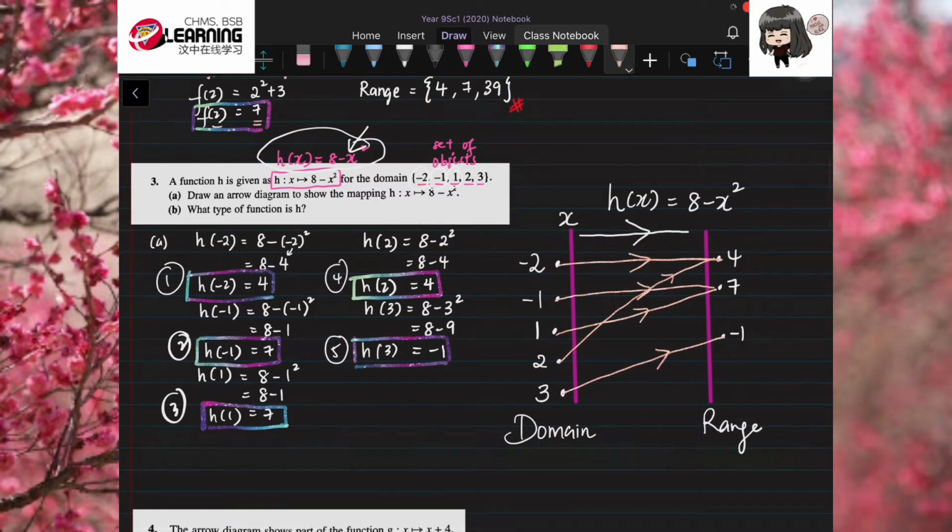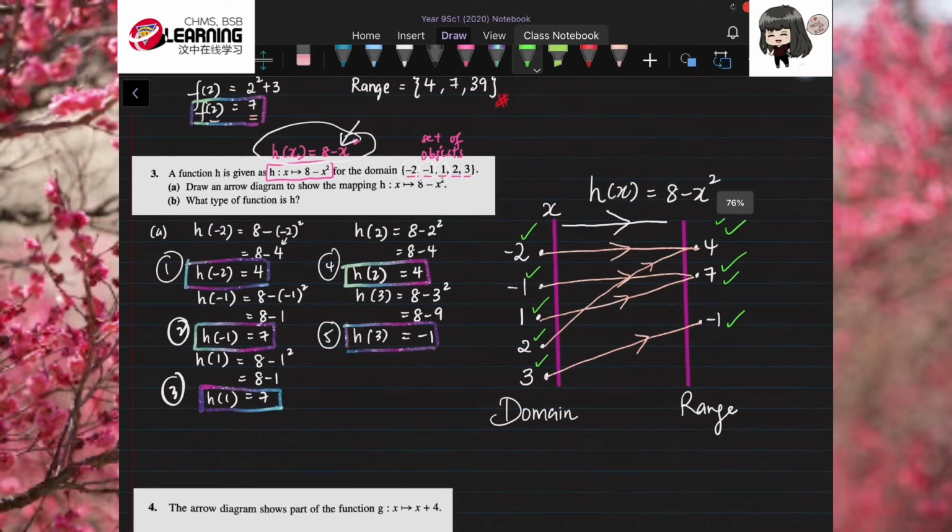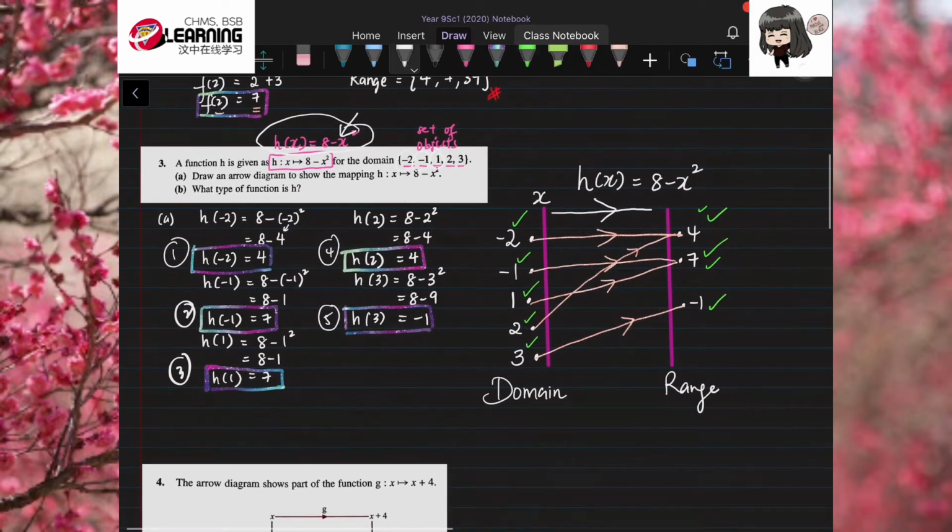Okay, you can double check your answer again. h of negative 2 is 4, it's correct. h of negative 1 is 7, yes. h of 1 is also 7. h of 2 is 4. h of 3 is negative 1. Okay, so this arrow diagram is correct. So we have done our part A.